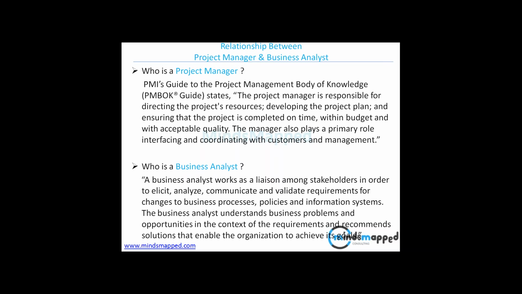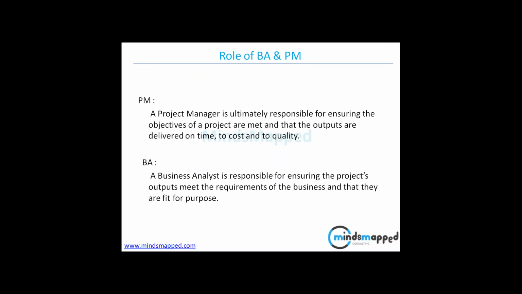So this is the same thing. The project manager would be directing the project resources, developing the project plan, and ensuring that the projects are completed on time, whereas a business analyst is like a liaison among the stakeholders, and he would elicit, analyze, and communicate the requirements. So the project manager would be responsible for ensuring that the project objectives are met, all right? But a business analyst would be responsible for ensuring that the requirements of the business are met, all right?